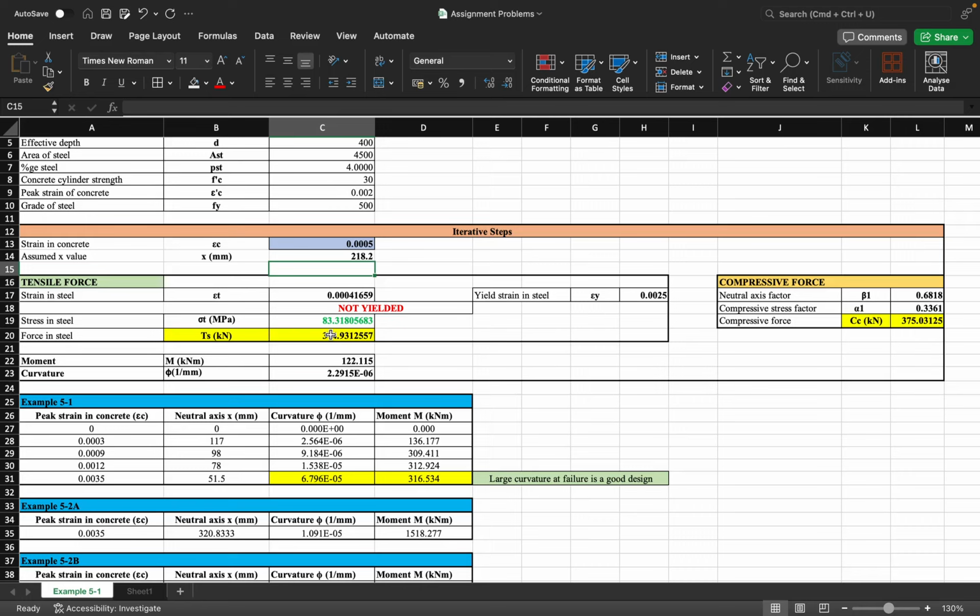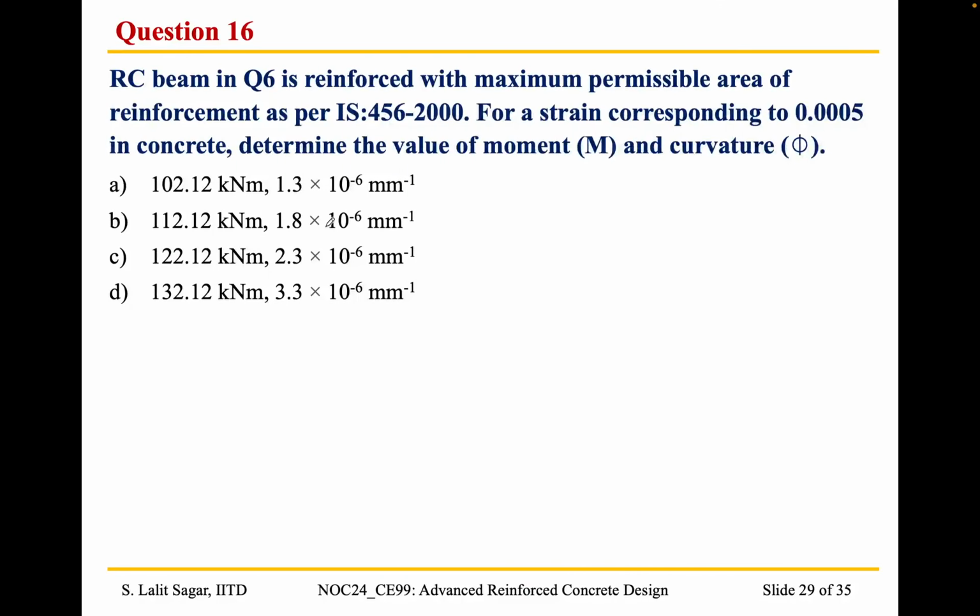Okay, so the corresponding value of moment is 112.16 and 2.29 into 10 to the power minus 6. Okay, so I think option C is right. Yes, option C is the correct answer.